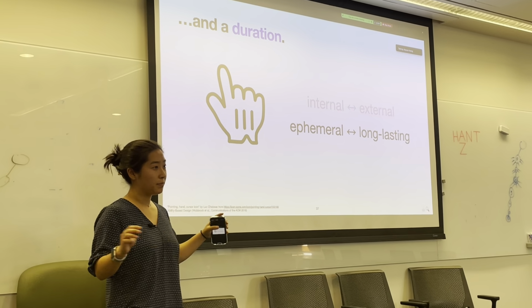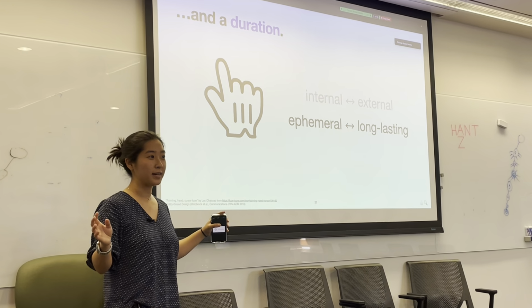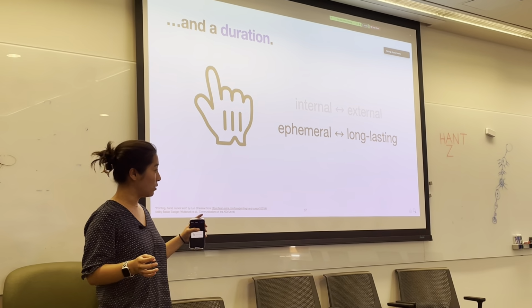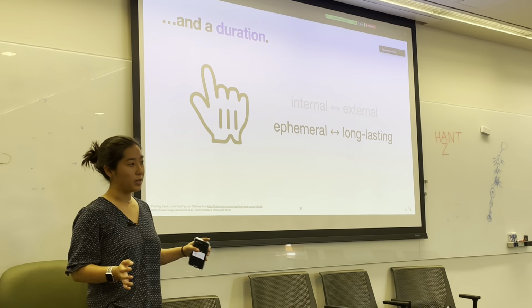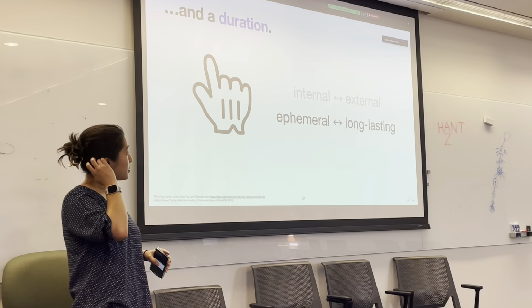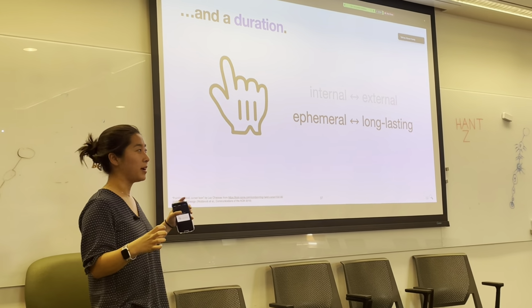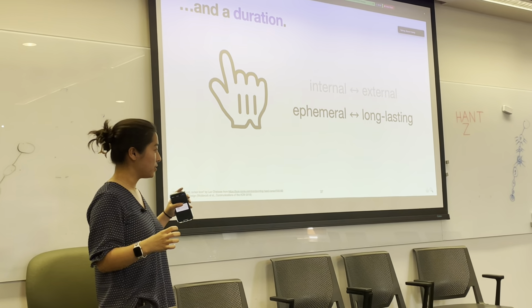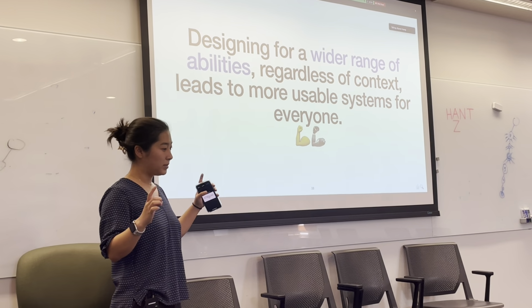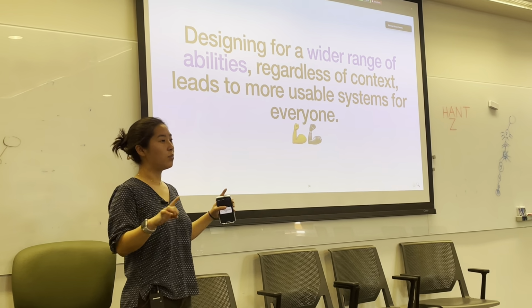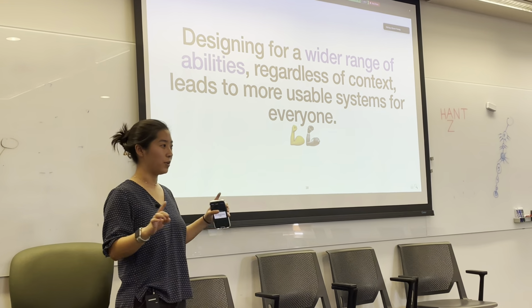So it can be ephemeral, maybe like blinking. Technically you can't see when you're blinking, but it's very, very brief. To long lasting, maybe you're blind, maybe you have low vision. So when you think about abilities in this way, I find it really interesting to understand that when you design for a wider range of abilities, no matter the context, more and more people can use everything in more and more situations.